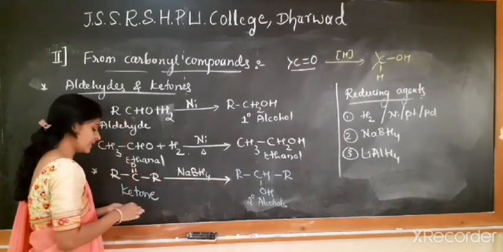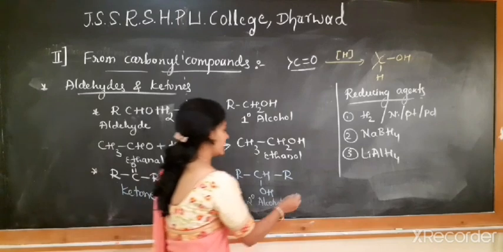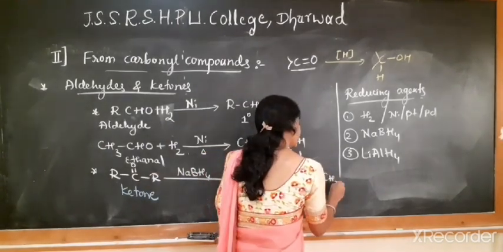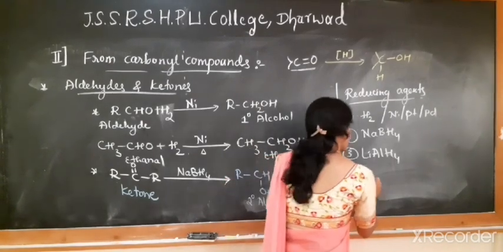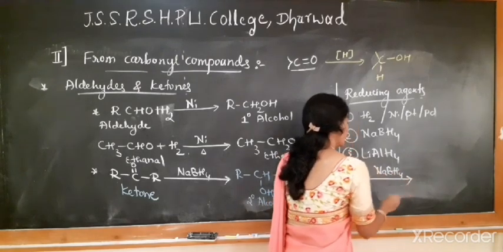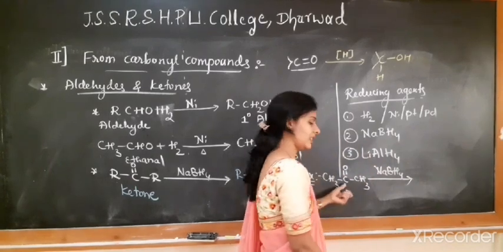You can write any example. Just in place of R, you write CH3. So what will you get as a product? Example, I write here CH3COCH3. When this is treated with sodium borohydride, any reagent you can take, sodium borohydride or lithium aluminium hydride, strong reducing agents are taken in case of ketone.